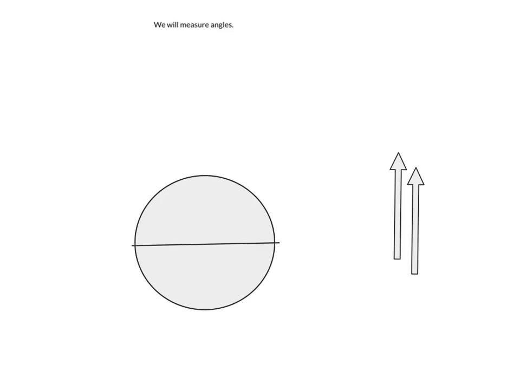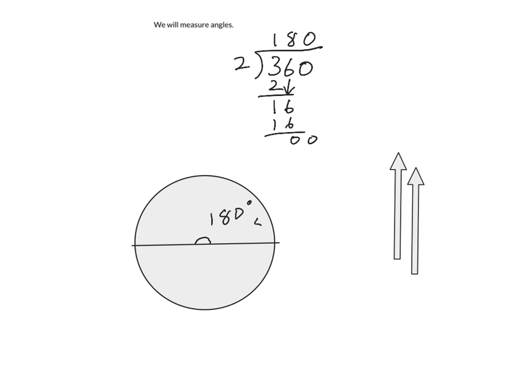Now, if we take our circle and cut it in half, 360 degrees divided by 2. 2 goes into 3 one time. 1 times 2 is 2. 3 minus 2 is 1. We bring down the 6. 16 divided by 2 is 8. 8 times 2 is 16. That's 0. Bring down the 0. 2 goes into 0 0 times. So it's 180 degrees. So halfway across this angle here is 180 degrees, and it's also a straight angle.